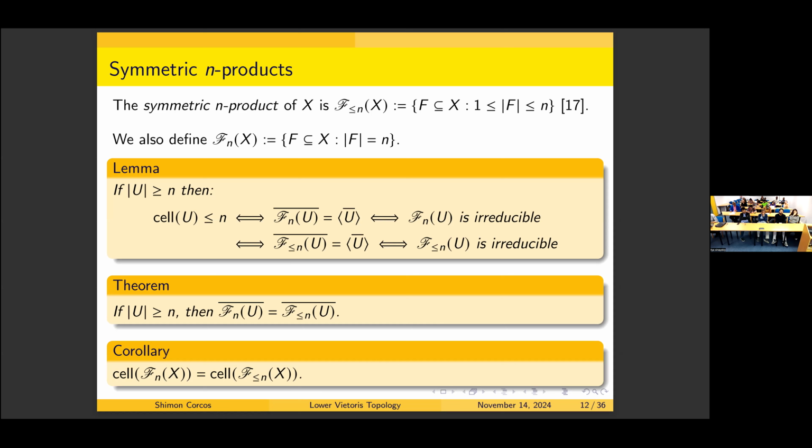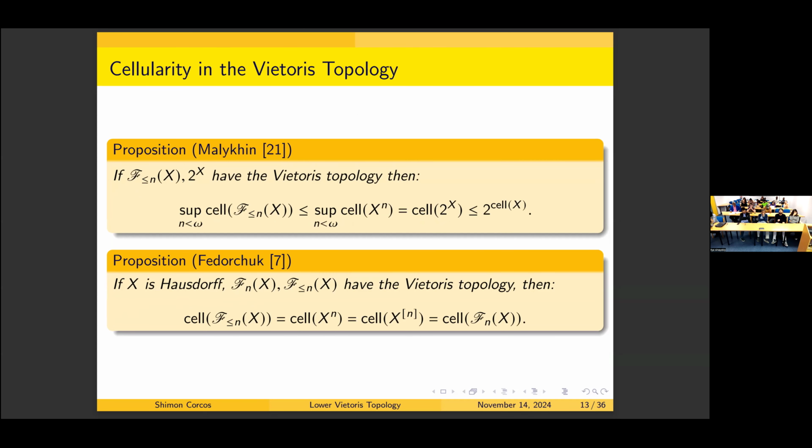So we can determine exactly when they're irreducible. We can prove that their closures are the same. You can replace U here with the base space X. Their closures are the same. And by a result which I failed to mention earlier, that means that the cellularities are the same. Now, why that's important is because we want to prove a general result about the cellularities of these spaces.